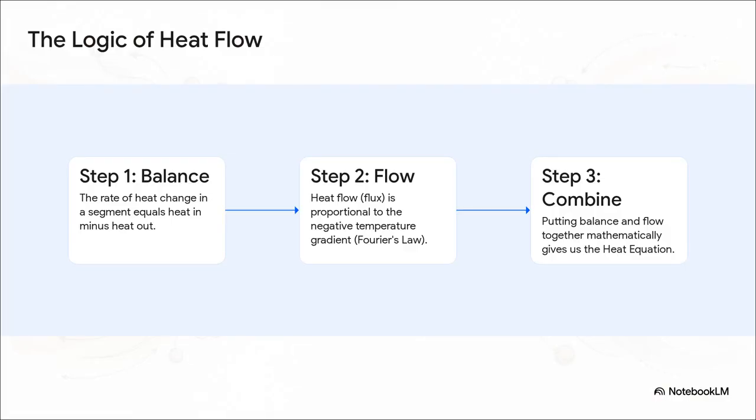It all starts with a super simple idea: balance. If the temperature in one little spot changes, it has to be because heat either flowed in or flowed out. That's step one. Then, for step two, we have to describe that flow. And that's where Fourier's law comes in, which basically says that heat loves to move from hot to cold, and the bigger the temperature difference, the faster it moves. So, when you take these two physical ideas, balance and flow, and you express them using math, boom, you get the heat equation. It's really just a mathematical sentence describing a physical truth.